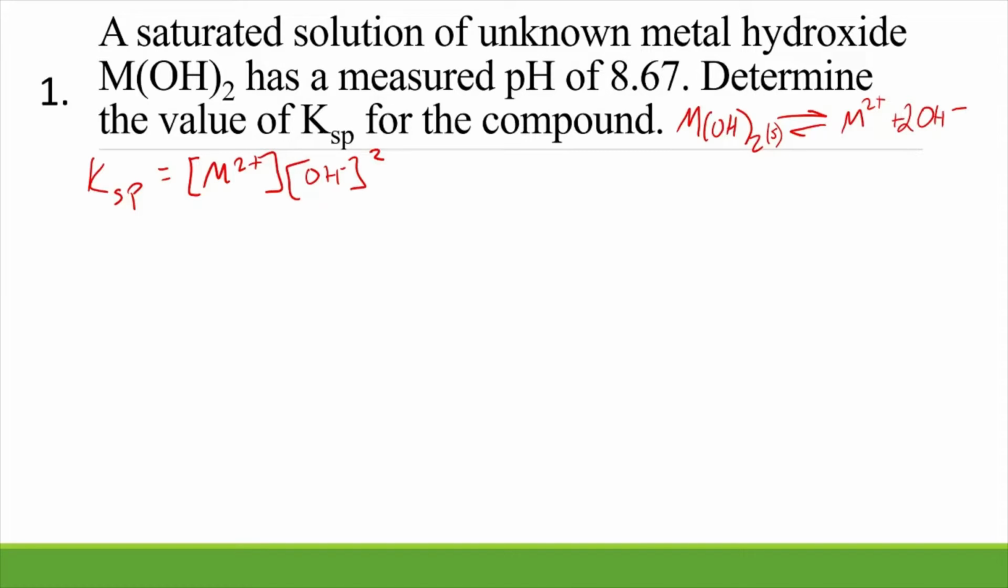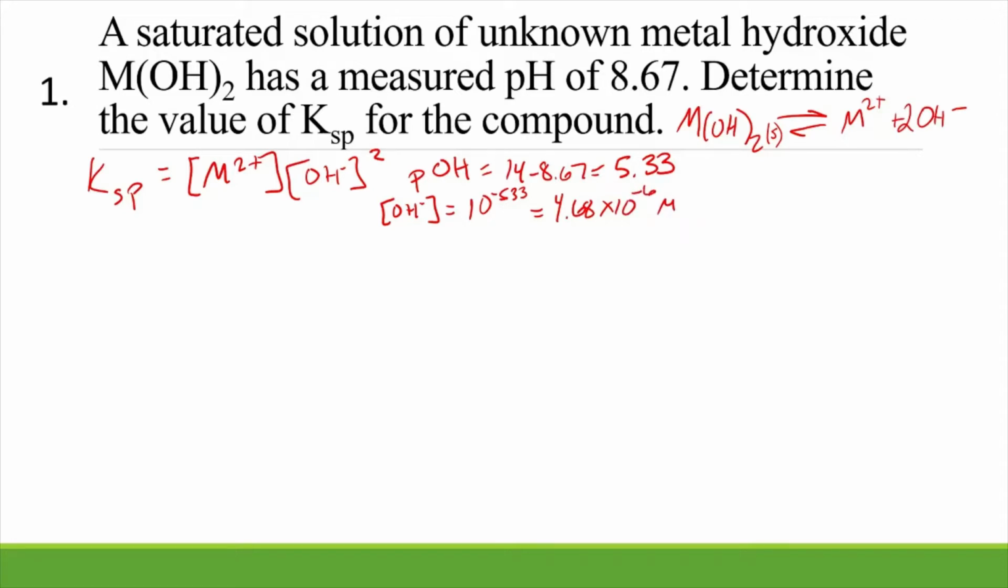So we're told pH, and we can use that to find our pOH, and use pOH to find OH. So our pOH is equal to 14 minus 8.67, and so that is 5.33. So then our hydroxide concentration is equal to 10 to the negative pOH, so 10 to the negative 5.33, which is 4.68 times 10 to the negative 6 molar.